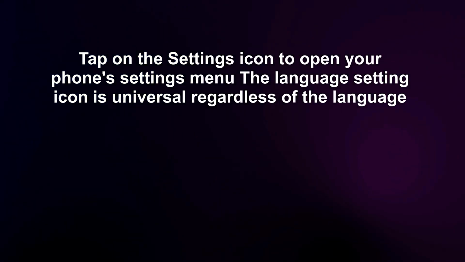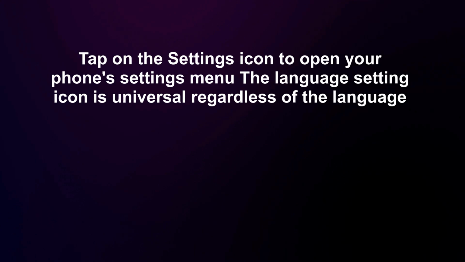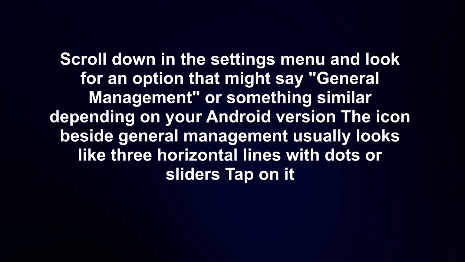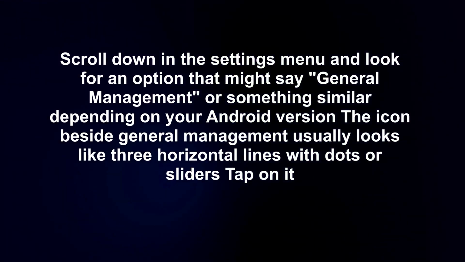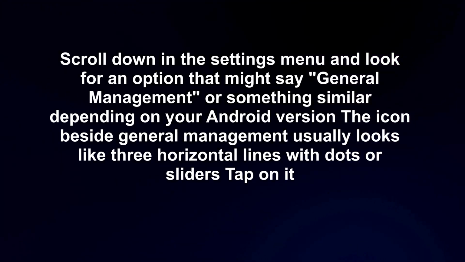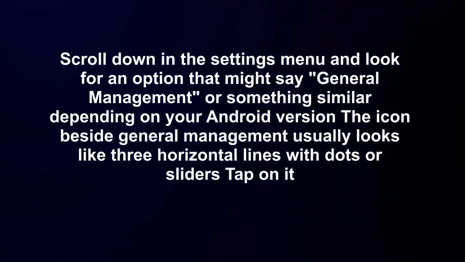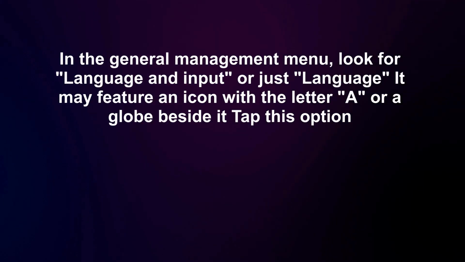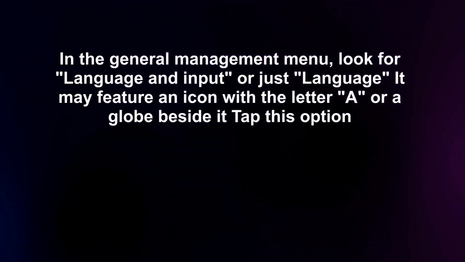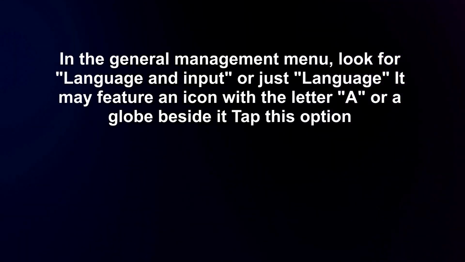The language setting icon is universal regardless of the language. Scroll down in the settings menu and look for an option that might say general management or something similar, depending on your Android version. The icon beside general management usually looks like three horizontal lines with dots or sliders. Tap on it. In the general management menu, look for language and input or just language. It may feature an icon with the letter A or a globe beside it.